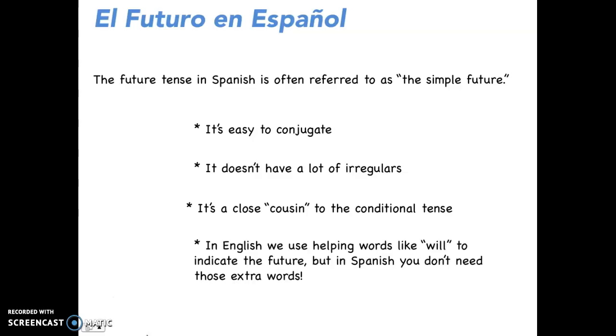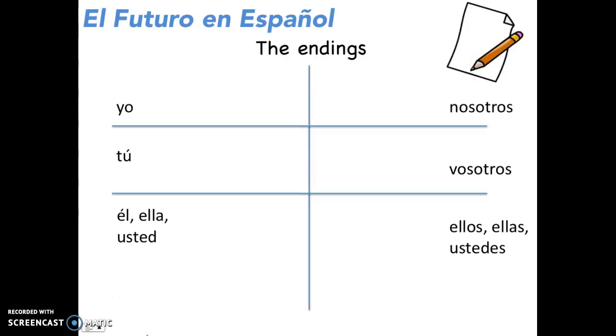In English, we use helping words like will to indicate the future, but in Spanish, you don't need those extra words. It's just a verb conjugation, and it's simpler to form. And lastly, the endings for the AR, ER, and IR verbs are the same for the future tense, so it's very simple to conjugate. Let's take a look at these verb endings.